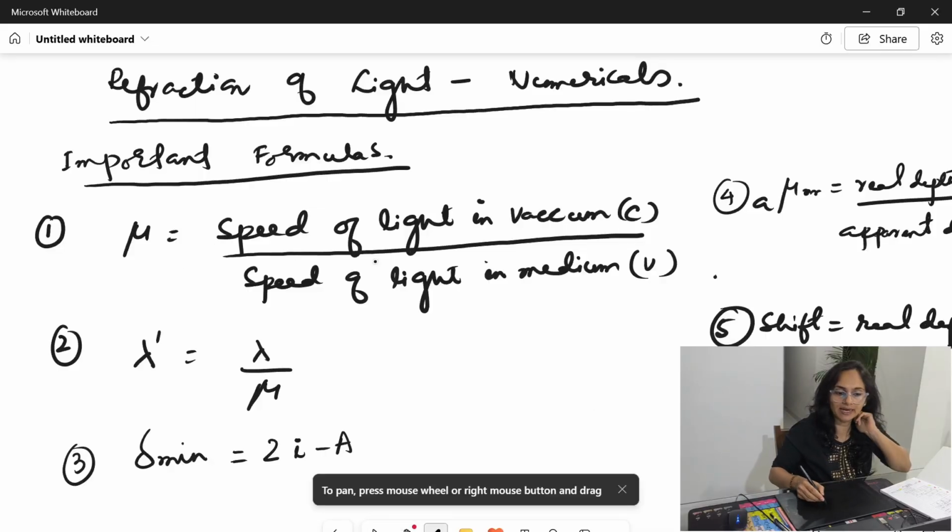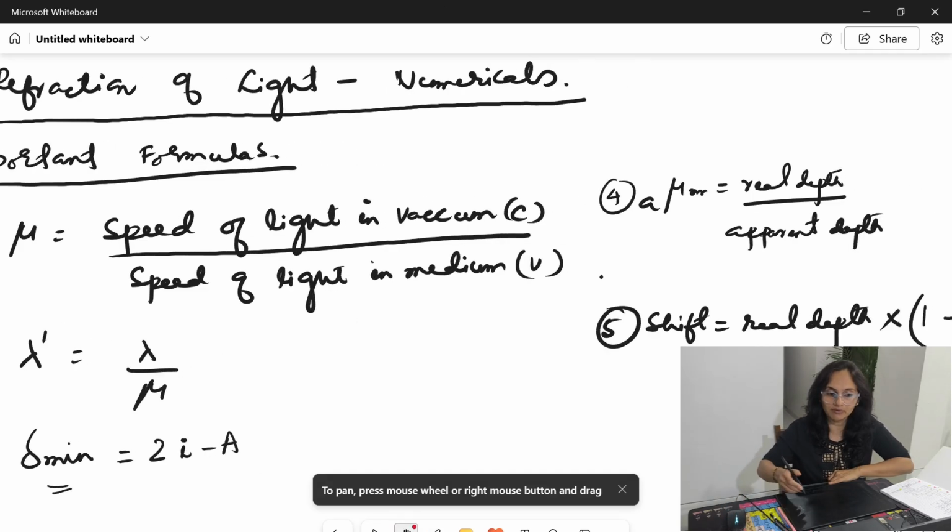So students, before we solve the questions, the numericals of refraction of light, let's go through the important formulas. The first formula is mu is equal to speed of light in vacuum by speed of light in medium. Next is lambda dash is equal to lambda upon mu. Then delta minimum equals 2i minus A.